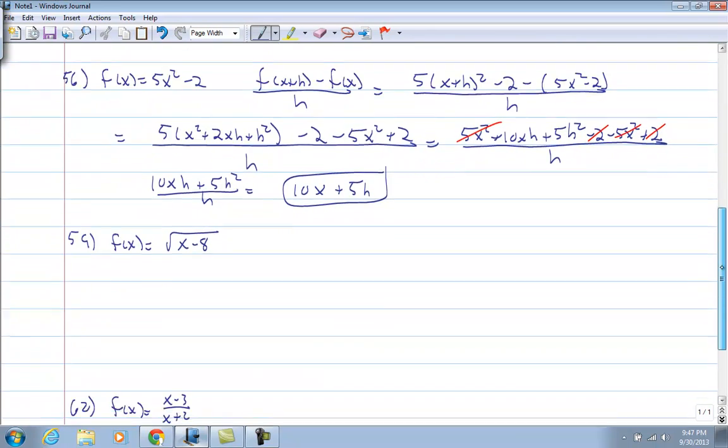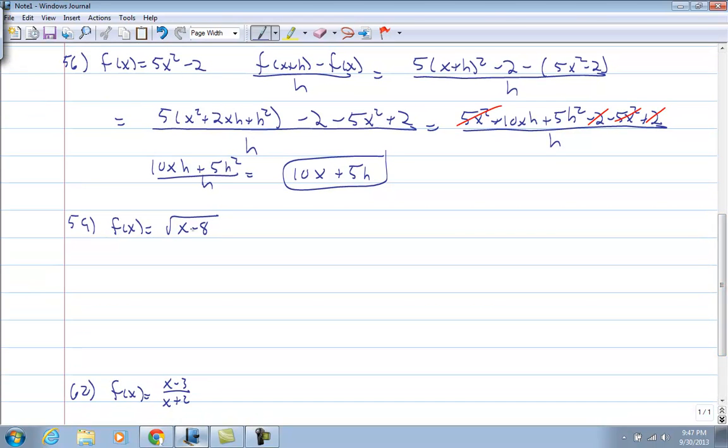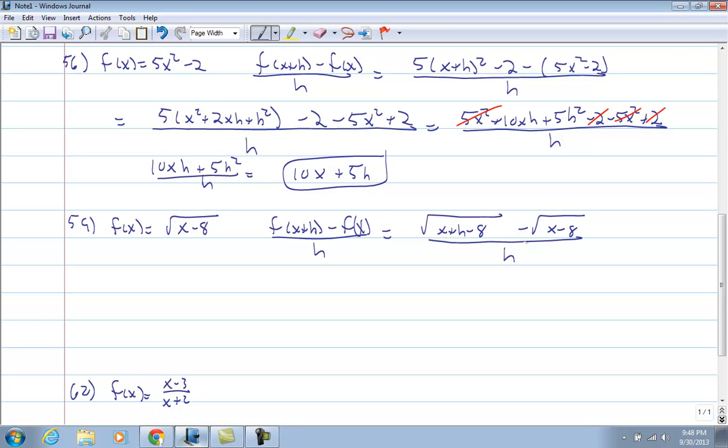I thought I'd try one that had a radical. F of x equals the square root of x minus 8. So again, f of x plus h minus f of x, all divided by h, is going to be the square root of x plus h minus 8 minus the square root of x minus 8 all over h. And that's all we can do with that one. We really can't simplify that at all, unfortunately. I know you want to, sorry.